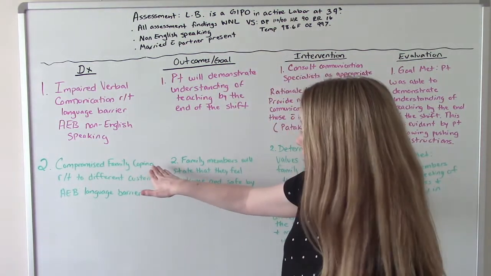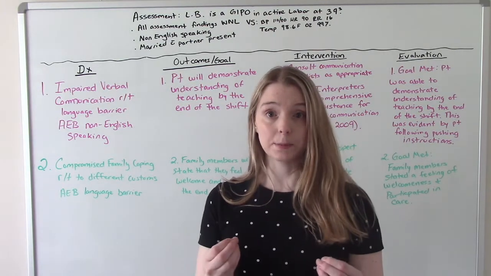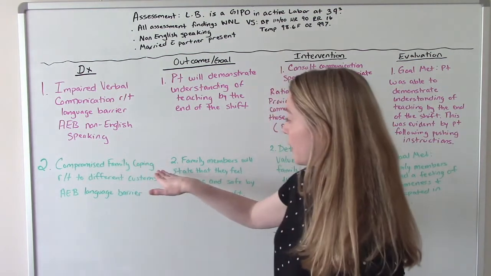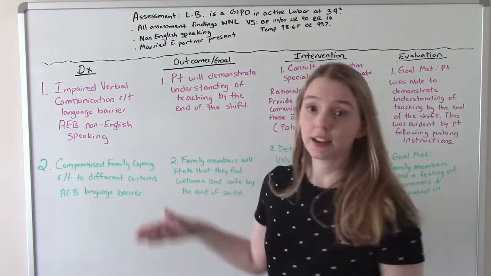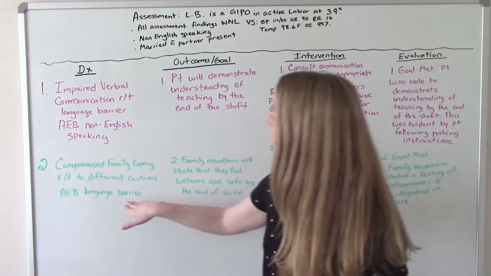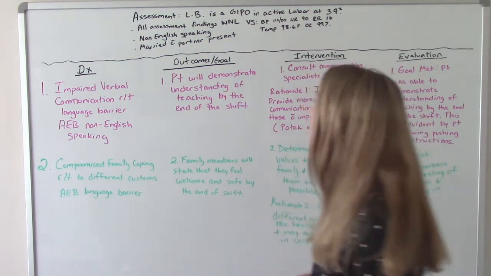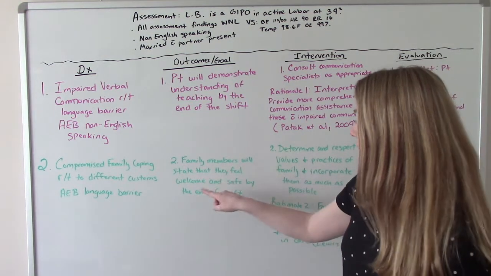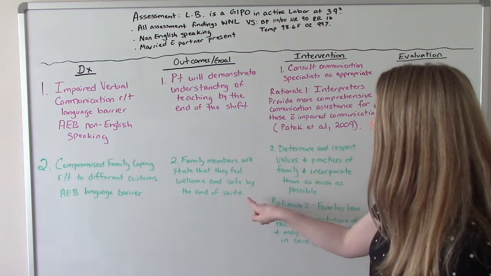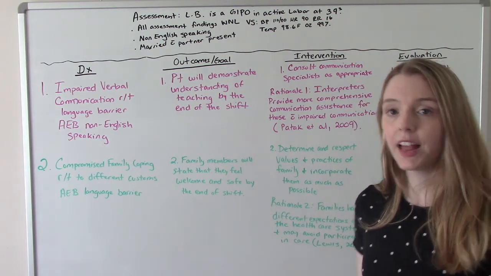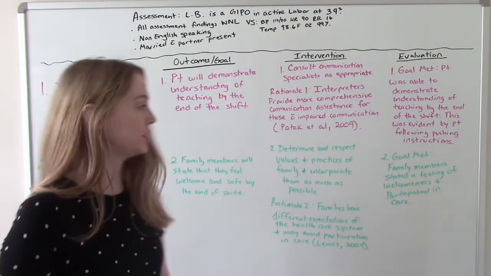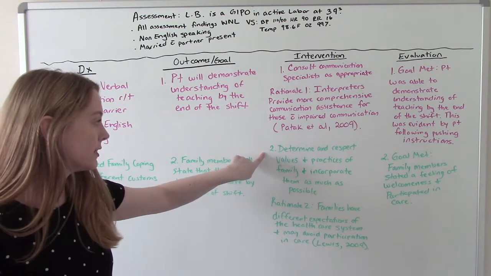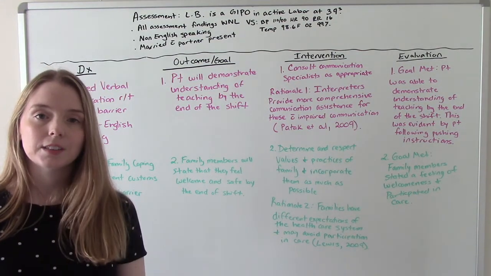Compromised family coping. So now we're not thinking about the individual as a patient, we're taking the family as a patient. So compromised family coping related to different customs as evidenced by language barrier. So what is our goal? That the family members will state that they feel welcome and safe by the end of the shift. And how are we going to meet that goal? What's our intervention? Determine and respect their values and practices and try to incorporate them as much as possible.